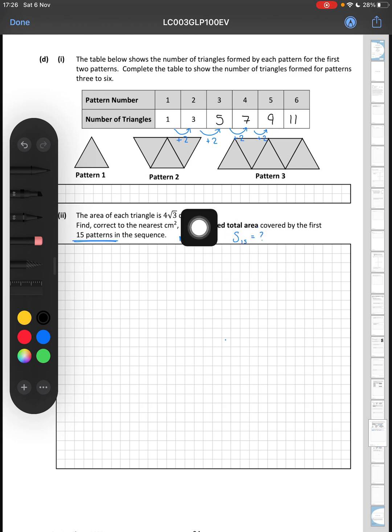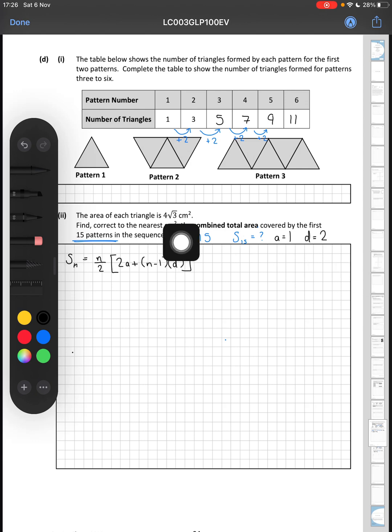So we're not just looking at this table up here, but what we're looking at is finding areas. So there's 2 ways we could do this actually. You could figure out how many combined triangles there are up until the 15th term, or 15th pattern, and then multiply it by the amount of area. So that could be a nice way of doing it. So let's do it that way first of all. Okay, so we'll fill in a as 1 triangle, and the difference between them each time was 2.